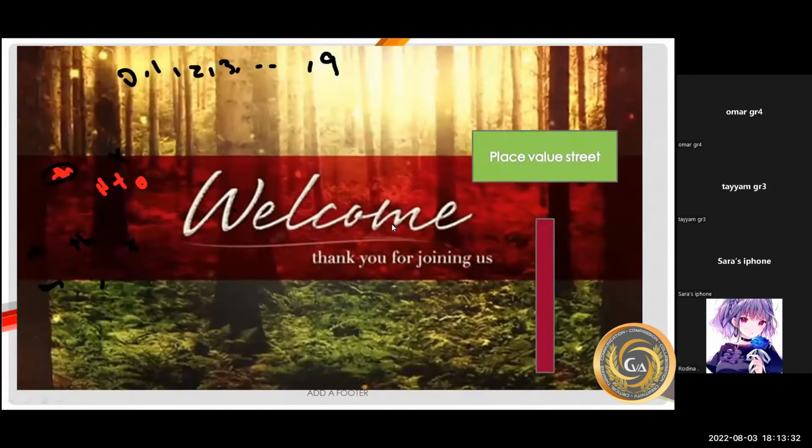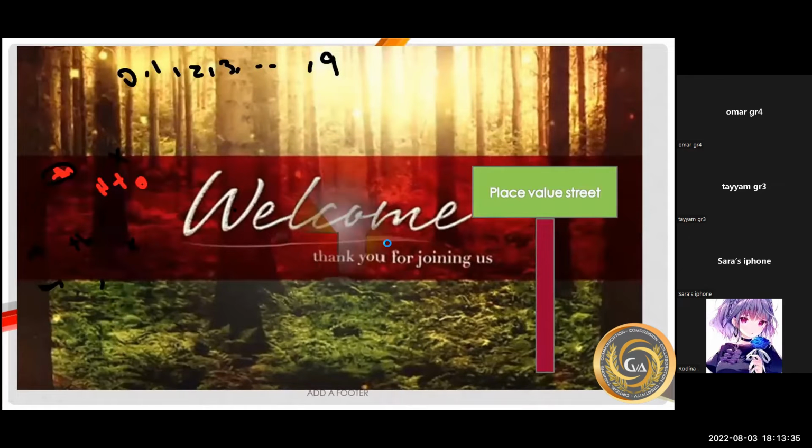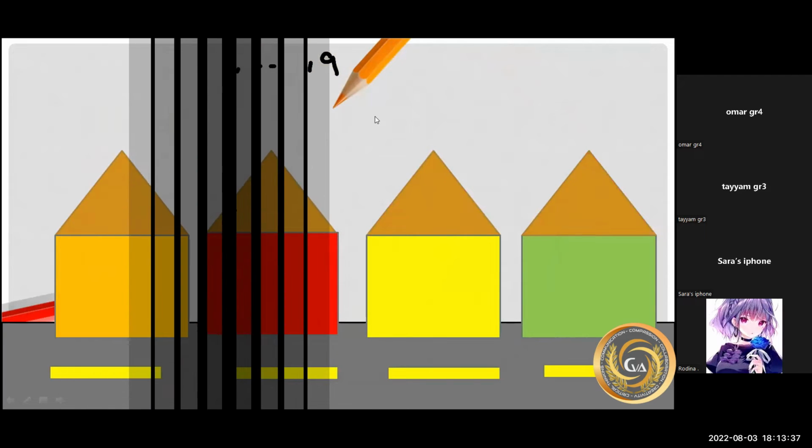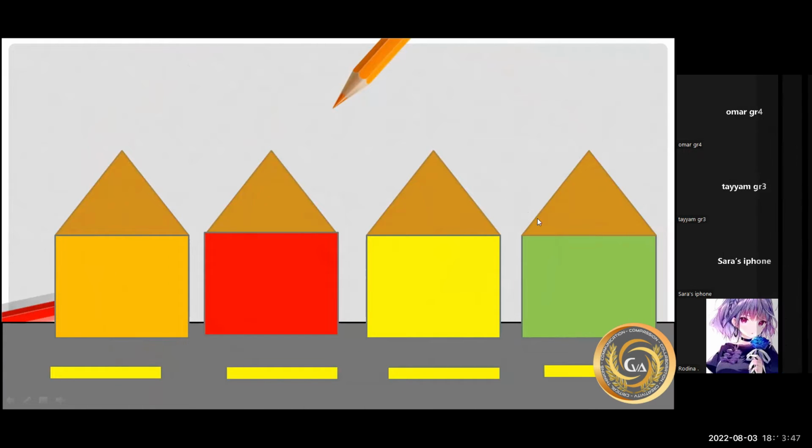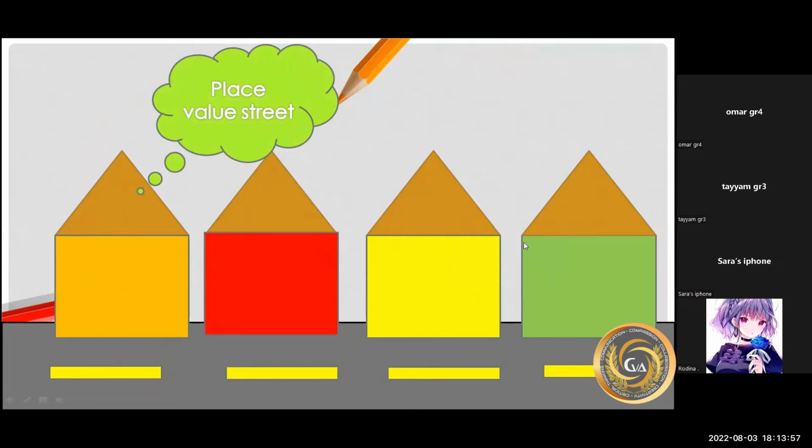Now, welcome to Place Value Street. I have a new house today. What about the first house? I have 4 houses. First house, I wanted to ask you. What about your name? I don't have a name. In each house, I have 3 rooms.